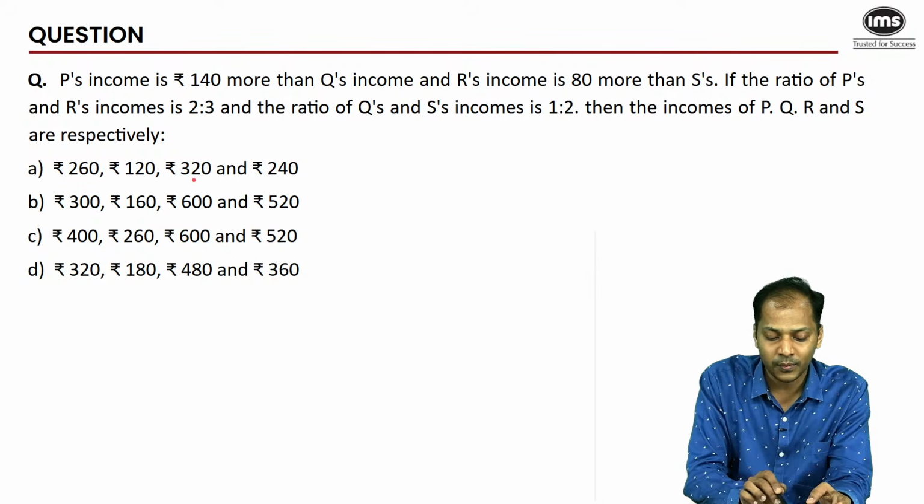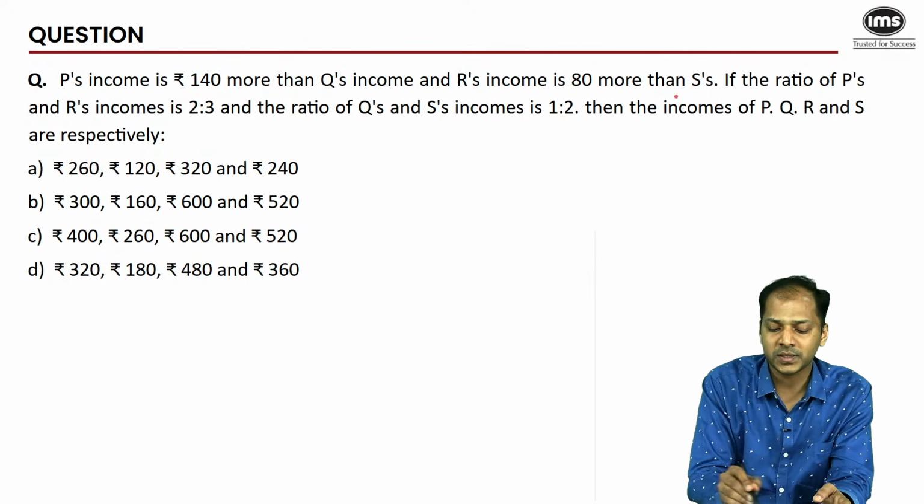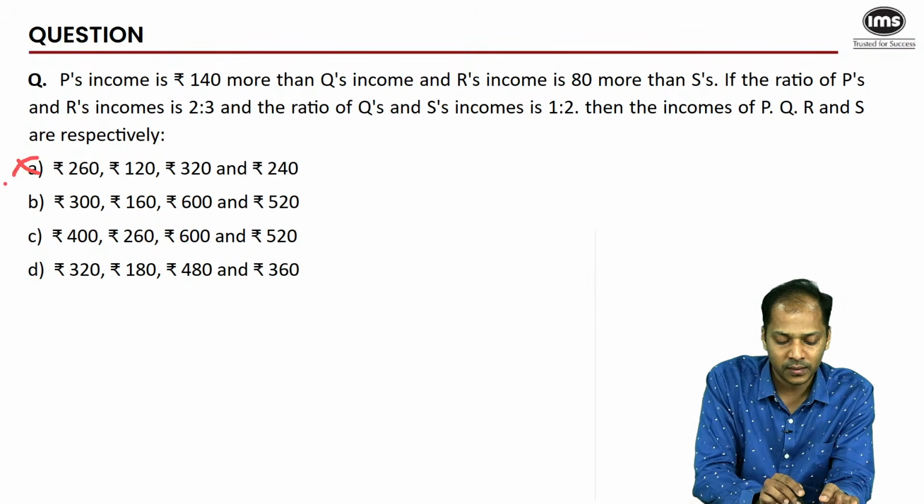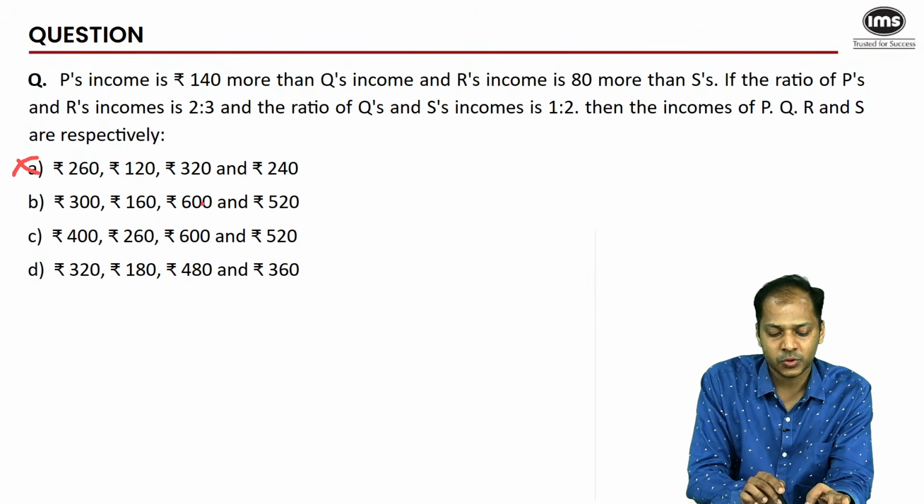R's income should be 80 more than S. All the options satisfy the first two conditions. Ratio of P's income to R's income is 2:3. That's not happening in option A, and not happening in option B. P to R in the ratio 2:3 is happening in option C as well as option D.